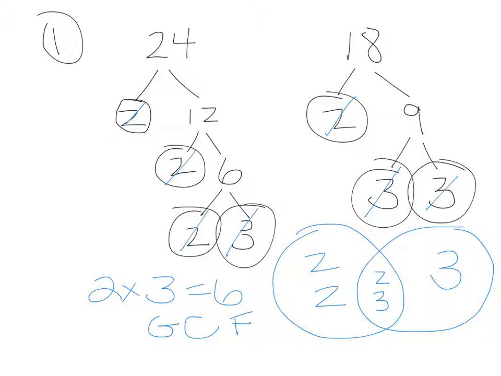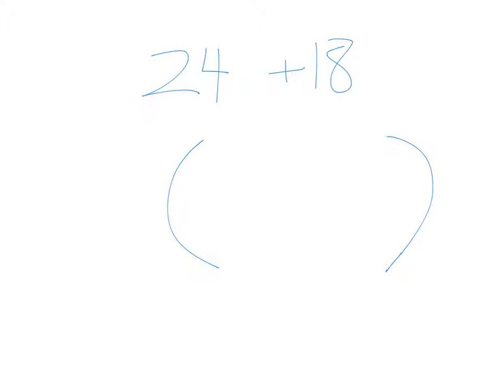I'm now going to use that to help me rewrite the sum using the distributive property. You will remember from when we did the distributive property a few months back. I hope that this didn't completely mess up, but let's see. I have 24 plus 18, and to write that using the distributive property and the greatest common factor, I got from my Venn diagram that 6 was the GCF.